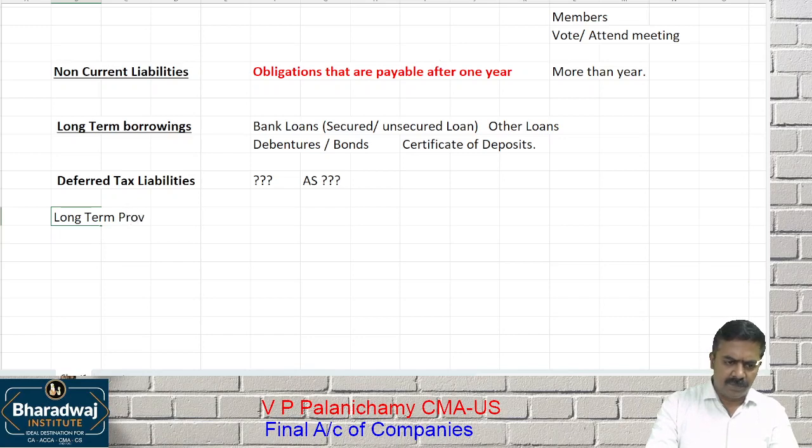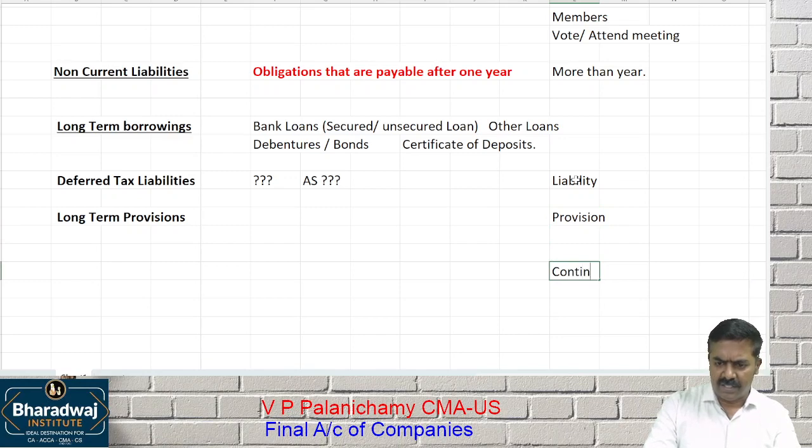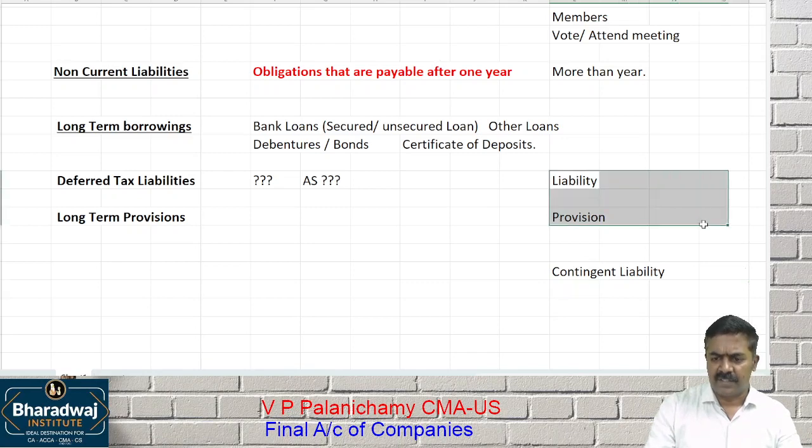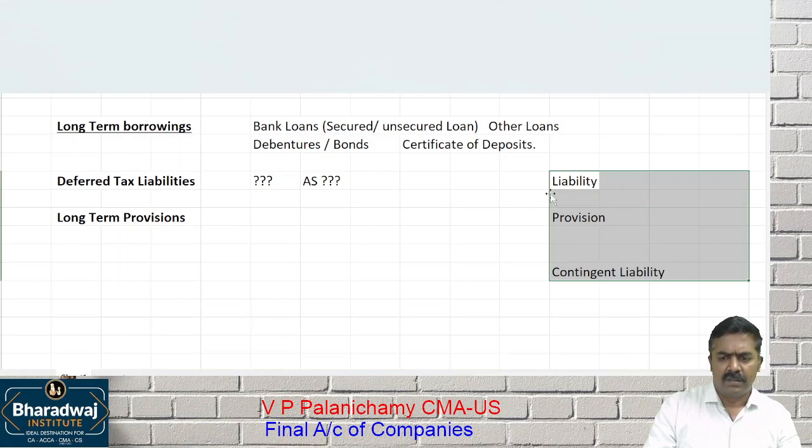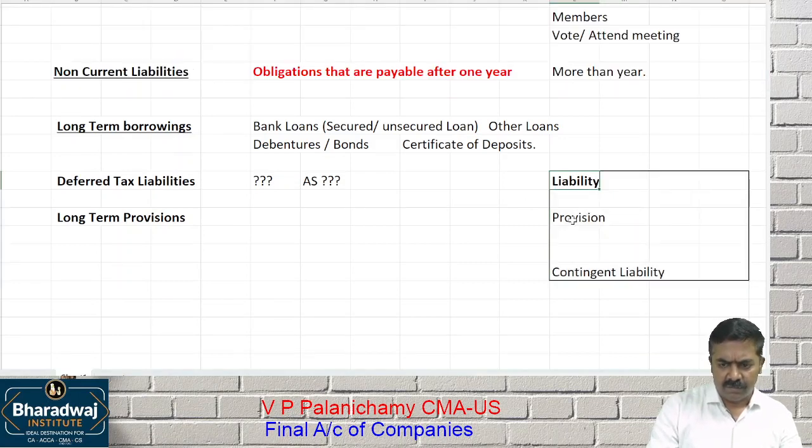Long-term provisions. Now, listen, there are 3 words we use. One is liability. Next one is provision. Next one is called contingent liability. What is the difference? What do you mean by liability? What do you mean by provision? What do you mean by contingent liability?